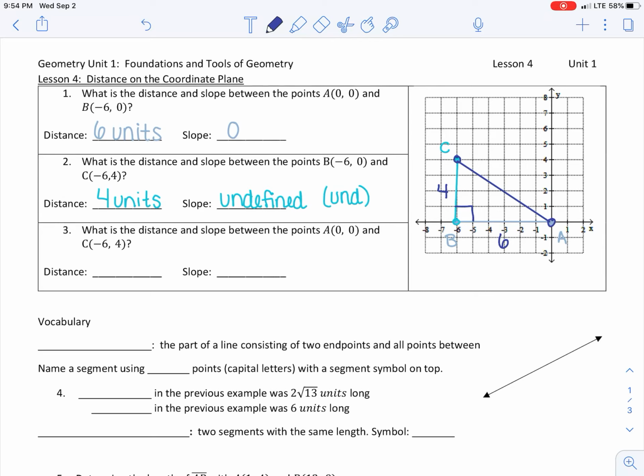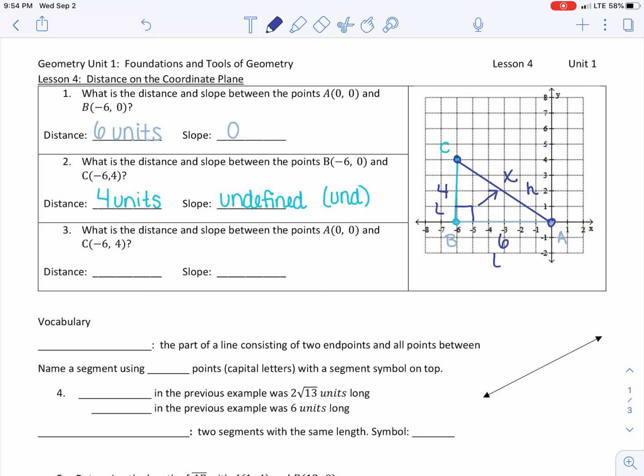So we have that right triangle, and using Pythagorean theorem we can find our dark blue line here, or our hypotenuse. So we're going to find that length between A and C. In order to do that, we have to label: we have our hypotenuse, and we have a leg here and a leg here.